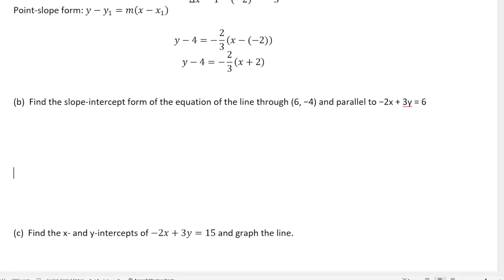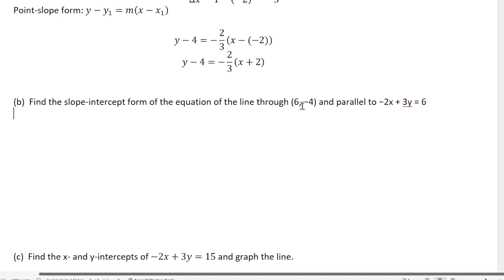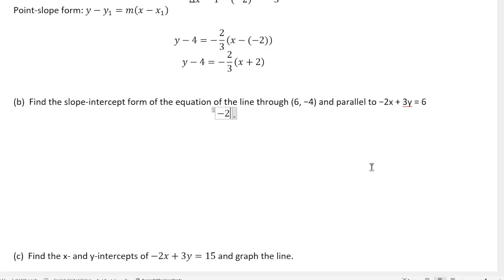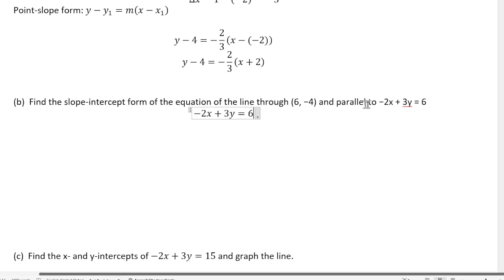Find the slope intercept form of the equation of the line through (6, -4) and parallel to -2x plus 3y equals 6. Okay, so here you first have to take -2x plus 3y equals 6, because parallel means same slope. So we're trying to build another line that has the same slope as this one, but if we don't know the slope, how can we figure out what slope to use, right? So we have to first find the slope by solving for y.